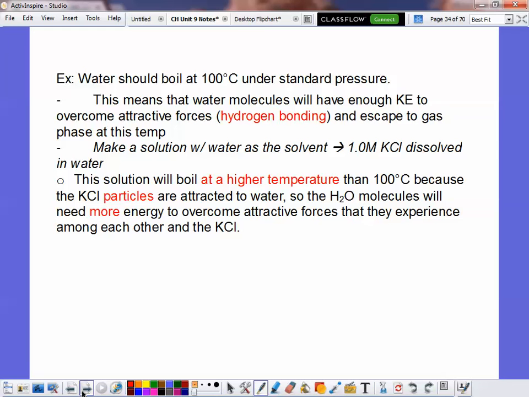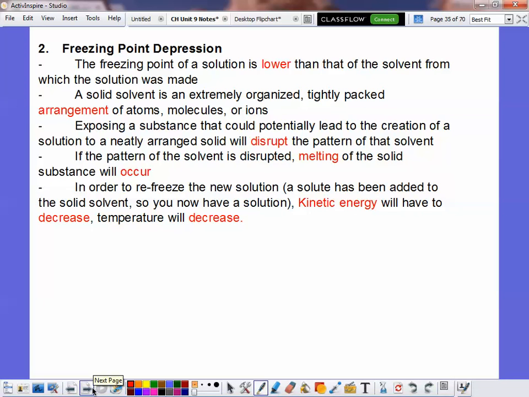All right. So that's boiling point elevation. The other colligative property that we're going to talk about and you need to be responsible for is freezing point depression. Freezing point depression. The freezing point of a solution is lower, it's been depressed, decreased, than that of the solvent from which it was made.